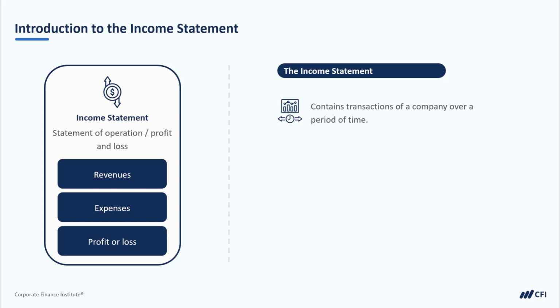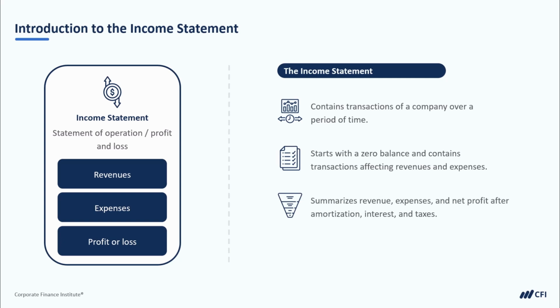Now, as you already know, the income statement starts with a zero balance at the very beginning of a fiscal year and then contains all of the transactions affecting revenues and expenses throughout that period, typically a year. At the end of any period, it summarizes the amount of revenue earned, expenses incurred, and the net profit or net earnings after depreciation, interest, and taxes are all factored in. Remember that profit, earnings, and income also all mean the same thing. They're synonyms. Therefore, the importance of the income statement is really showing the profitability of the companies.